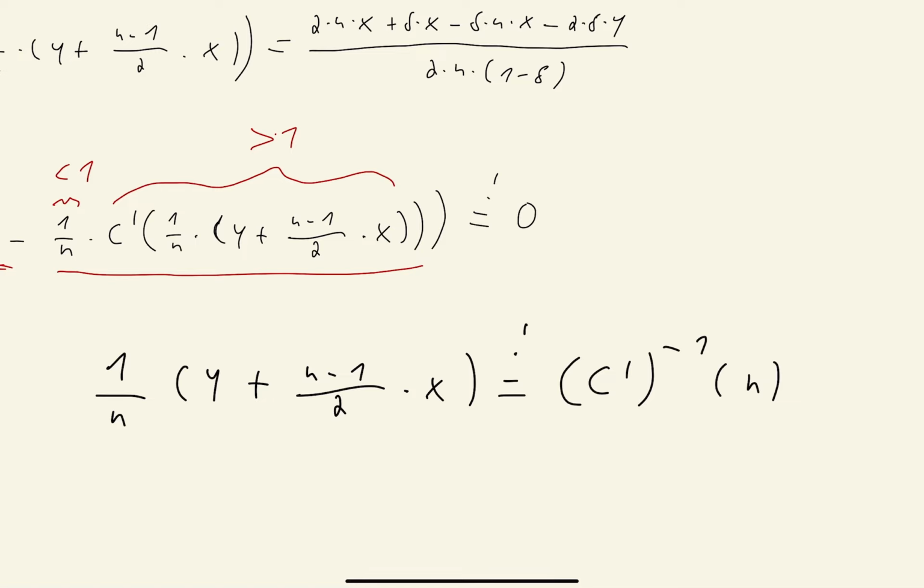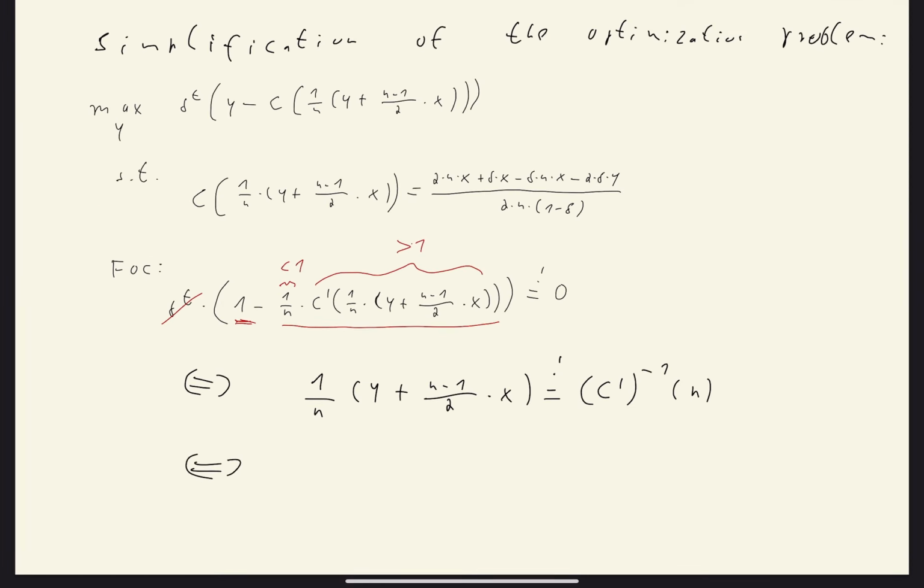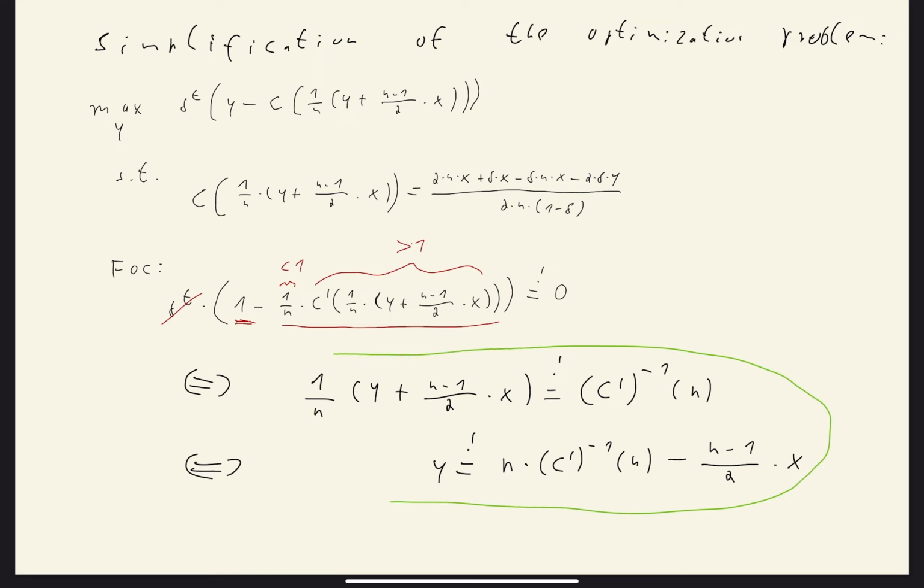Then we can further simplify this and get the following: we solve it for y at the end, so y is equal to n times c prime minus 1 of n minus (n minus 1) divided by 2 times x. Okay, so basically we will use those two expressions to simplify the constraint. Now, let me give the two expressions some kind of notation. So this is equation number 1 and this is equation number 2 here.